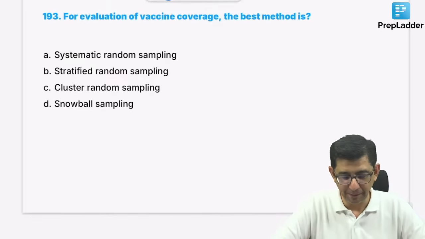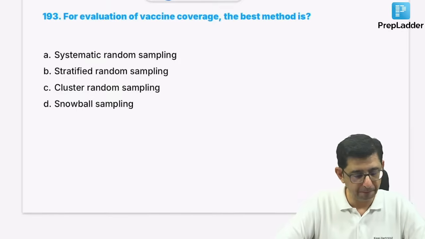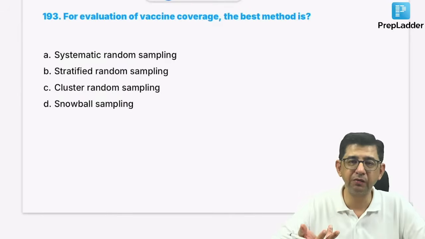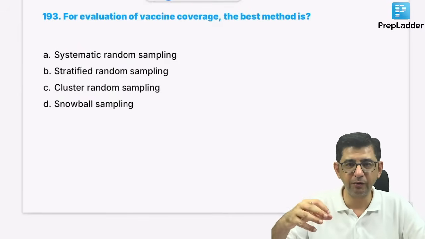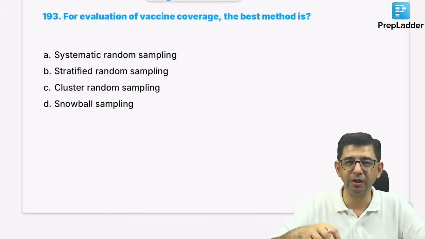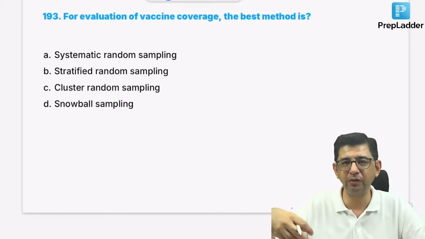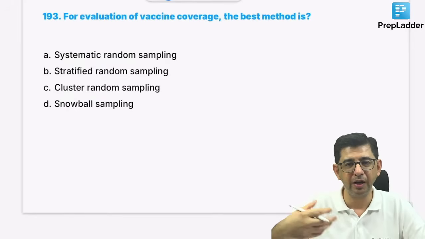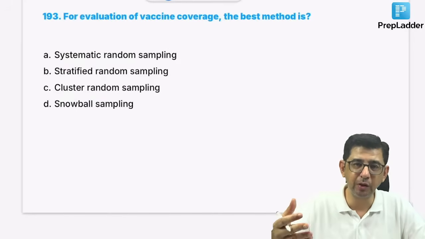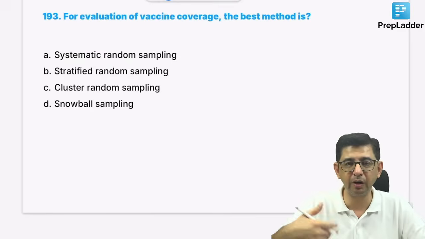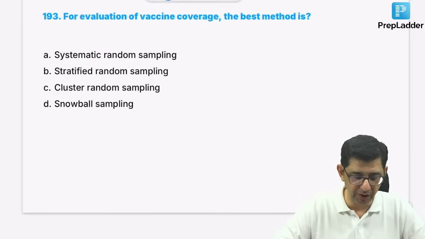Okay, fine. For evaluation of vaccine coverage, what is the best method? Yes, we will not go to every house and ask whether you have received the vaccine. We'll select some clusters, right? Like suppose in the area of South Delhi, in Gautam Nagar, they want to check. So they'll pick up sector A, some houses in sector B, some in sector C, like that. And then they visit 30 houses in sector A, 30 houses in sector B, and then they'll try to find out. So what we do here is called cluster random sampling. That is option number C.